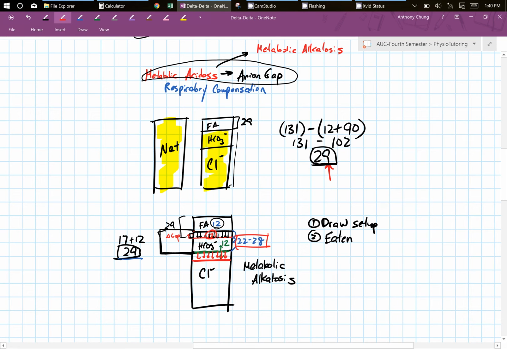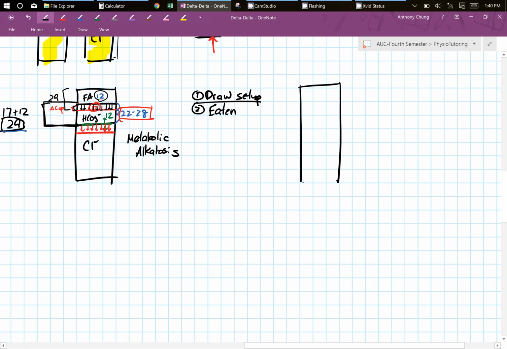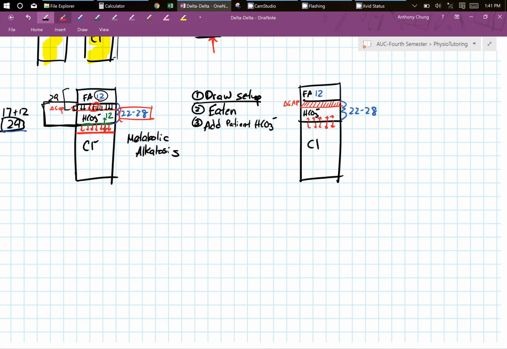So, quick recap. First, draw the setup. The setup is this: fixed acids, bicarb, chloride. Draw your setup: 12, 22, 28. Then, how much bicarb was eaten by your fixed acids? That's your delta gap. And then finally, add the patient's HCO3 to see whether this line had increased or decreased. After that, that's basically your delta delta.